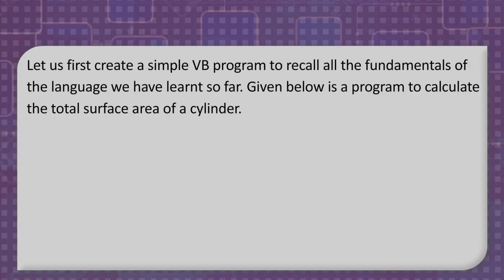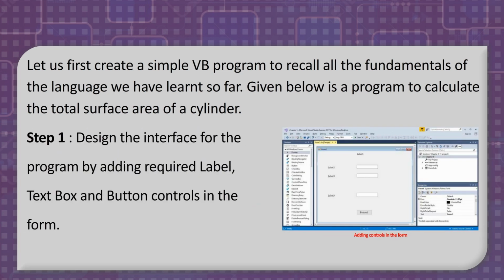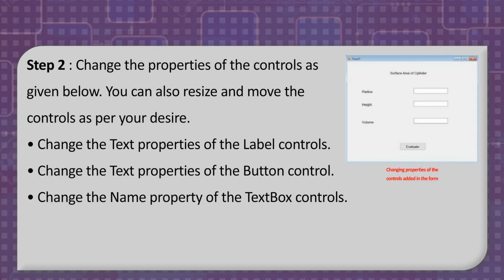Let us first create a simple VB program to recall all the fundamentals of the language we have learned so far. Given below is a program to calculate the total surface area of a cylinder. Step 1. Design the interface for the program by adding required label, text box and button controls in the form. Step 2. Change the properties of the controls as given below. You can also resize and move the controls as per your desire.